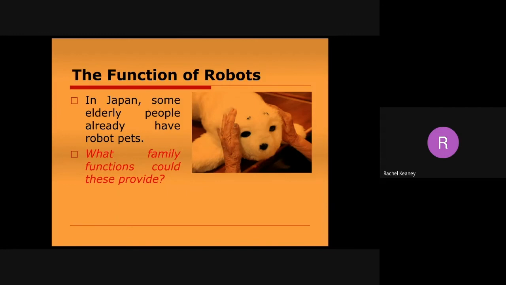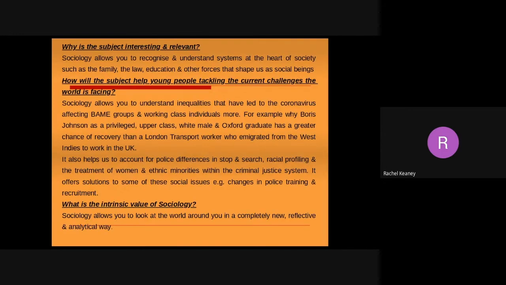Okay, so a couple of things that I want you to think about and why sociology is a very good choice for an A-level, and it does make you look at the world in a very different way. So something I wanted to let you be aware of. So why is sociology interesting and relevant? So it allows you to recognize and understand systems at the heart of society, such as the family, the law, education, and other forces that shape us as social beings.